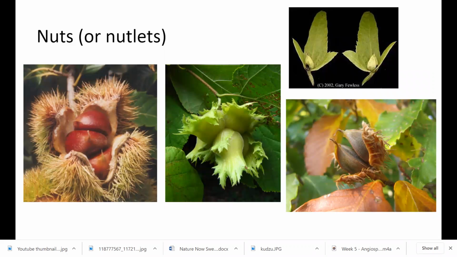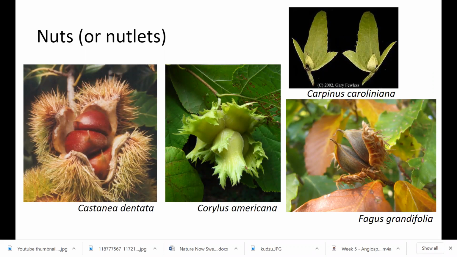So more examples of nuts, right? We have Castanea dentata, so our American chestnut shown on the far left, Corylus americana, which has, instead of a husk, kind of a leafy husk to it. And we have already learned Carpinus caroliniana, which we would probably call a nutlet because it's so small, and you can see it nestled into that bract. And then Fagus grandifolia, or beech nuts, in that spiny husk that opens.